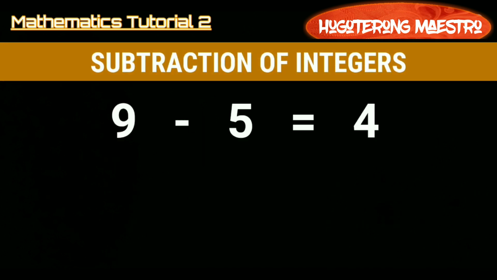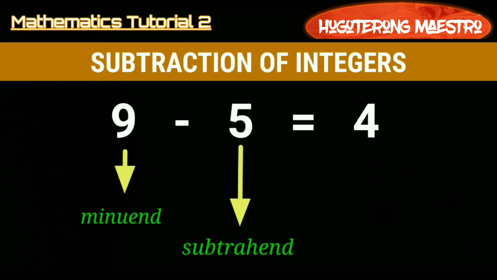But before that, balikan muna natin to. 9 minus 5 equals 4. Ang 9 dito ay tinatawag natin na minuend. Ang 5 naman ay tinatawag na subtrahend at ang 4 ay tinatawag na difference. So this time, pag-usapan natin on how to subtract integers.